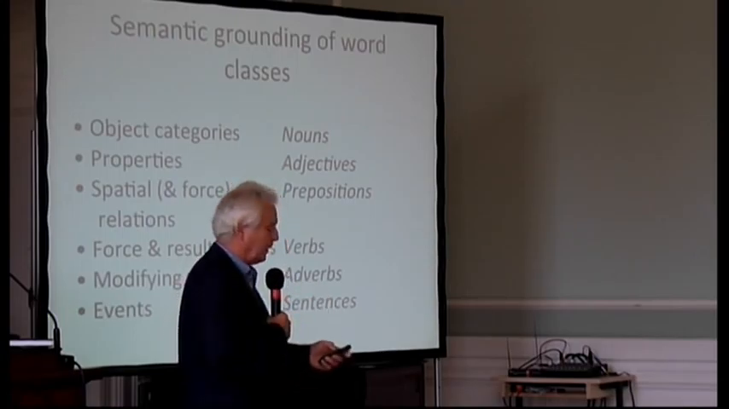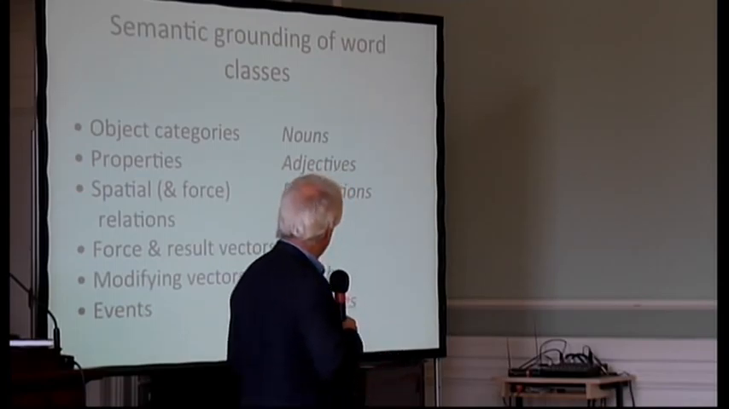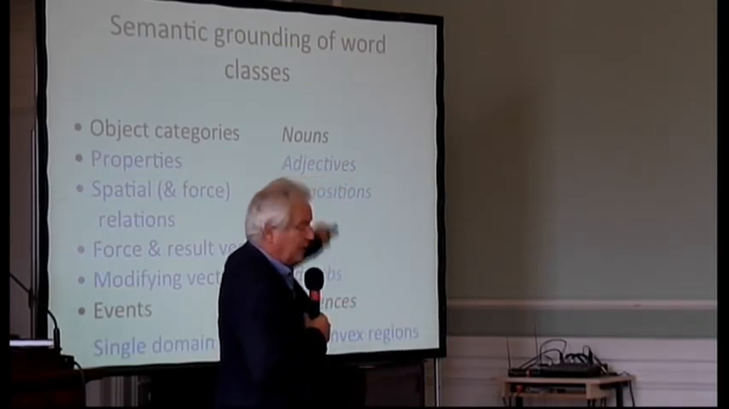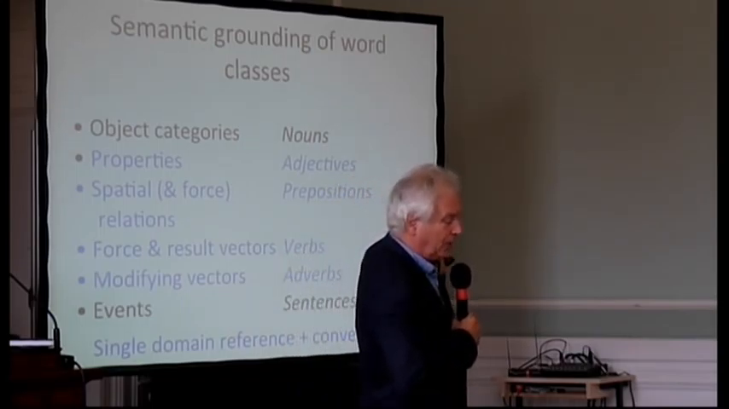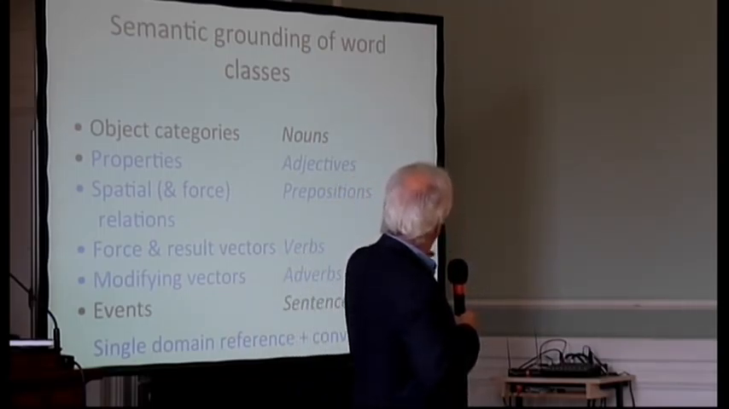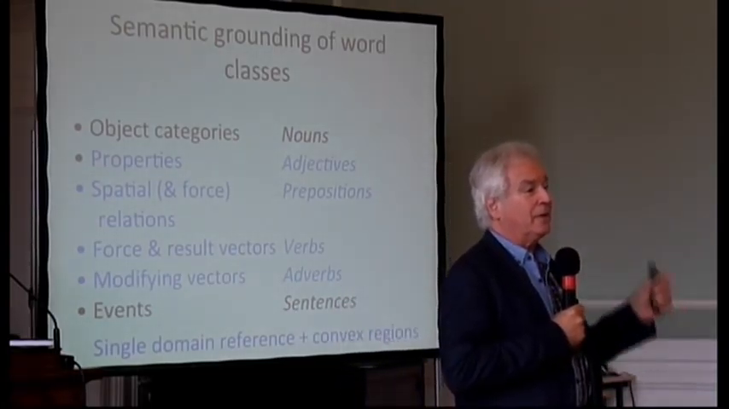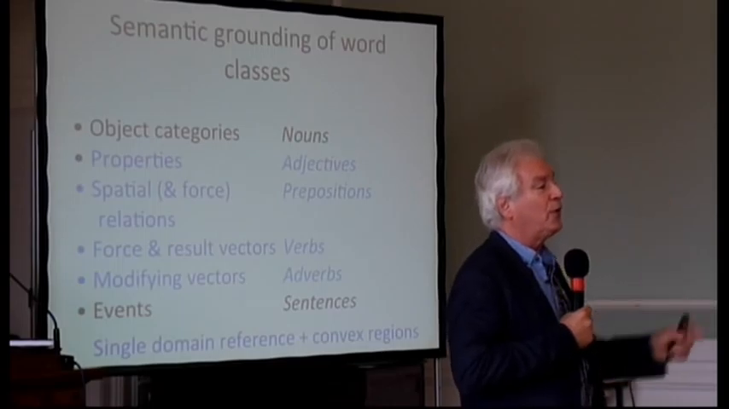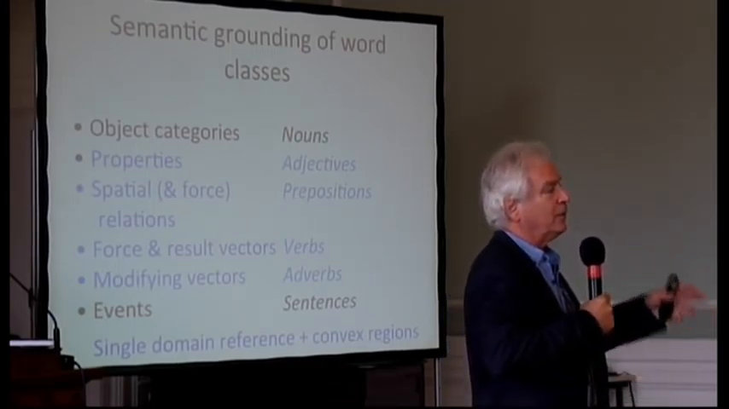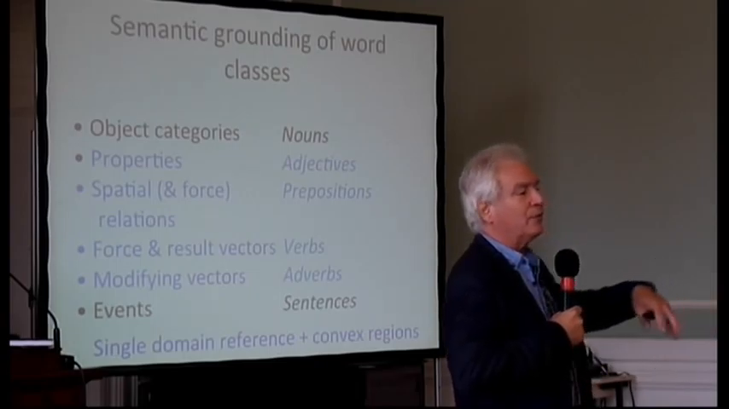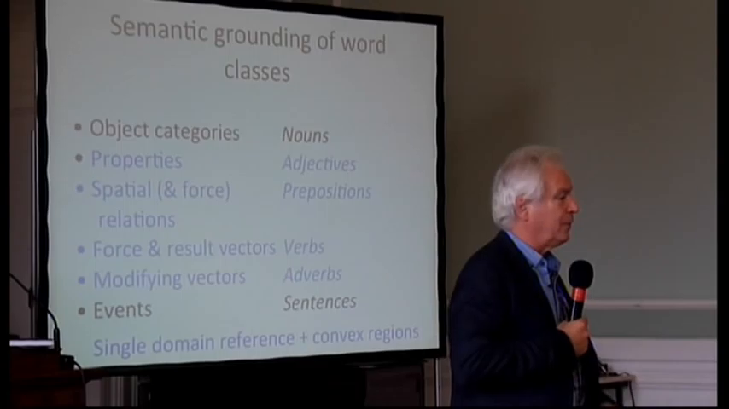I said something about the meaning of an event, sentences as meaning events. But basically for these four main content word classes, adjectives, prepositions, verbs, and adverbs, I have a single semantic principle. They refer to a single domain, and there is some way of describing these domains so that they come out as convex regions of the domain. That's a fairly general semantic principle.